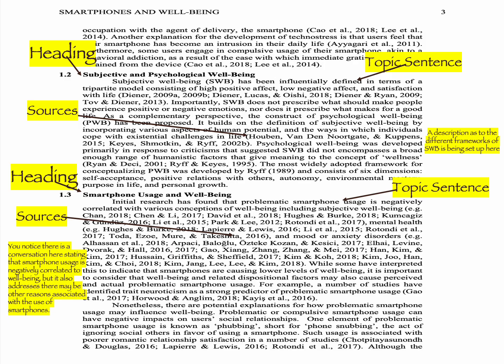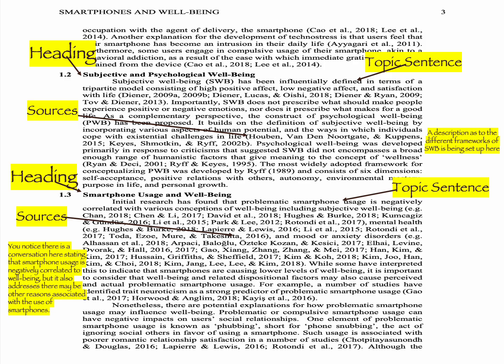Importantly, SWB, subjective well-being, does not prescribe what should make people experience positive or negative emotions, nor does it prescribe what makes for a good life. As a complementary perspective, the construct of psychological well-being, PWB, has been proposed. It builds on the definition of subjective well-being by incorporating various aspects of human potential and the ways in which individuals cope with existential challenges in life.